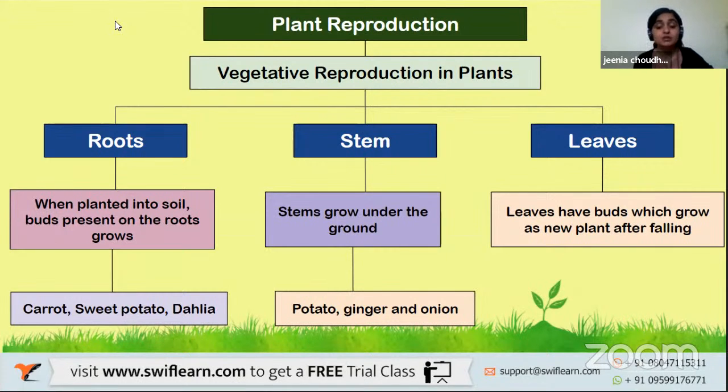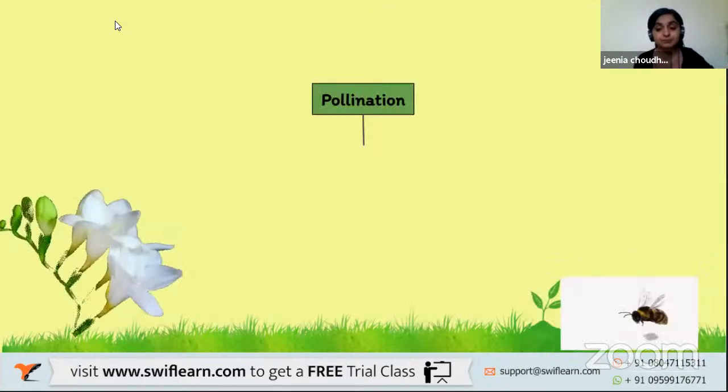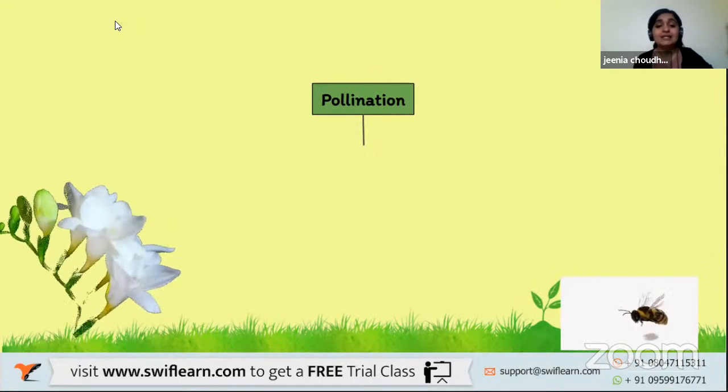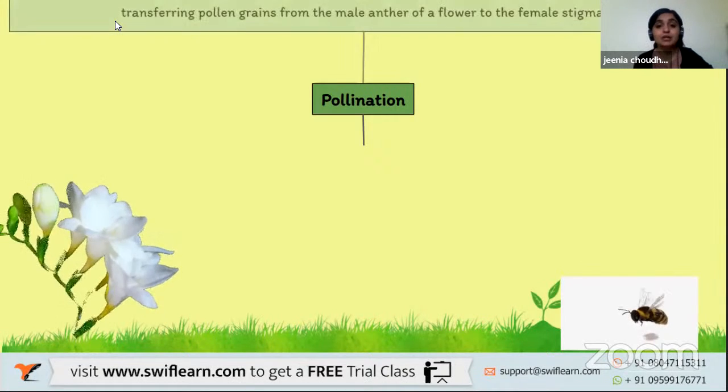Here we have potato, ginger, and onion. Moving further to leaves, where they have buds again onto the stem of that leaf, a little thing, and that is known as bryophyllum. Moving further, what exactly is pollination? How does pollination happen, and what are the different things happening in pollination?